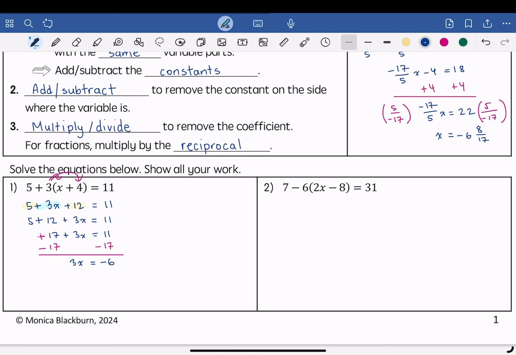So now I have the coefficient. So we're looking at step 3. We have a multiplication between the 3 and the x. So I'm going to divide by 3, by the coefficient. And what I do on one side, I'll divide the expression on the right side by 3 as well, which is equal to, x is equal to negative 6 over 3 is negative 2.